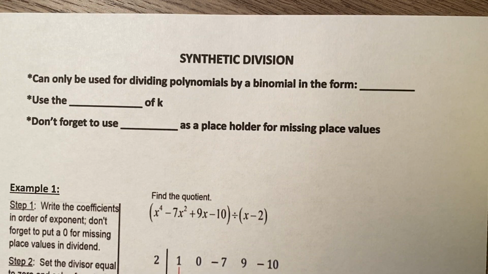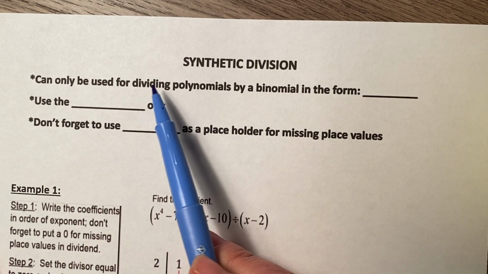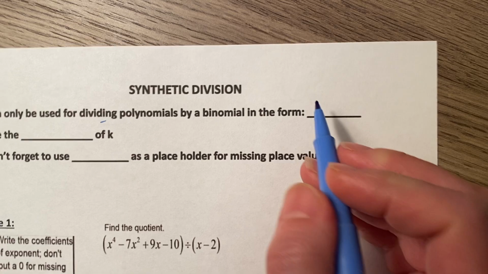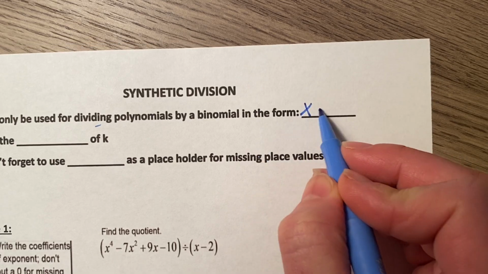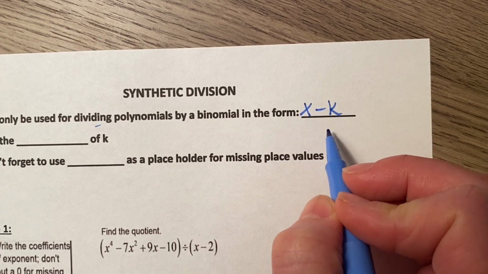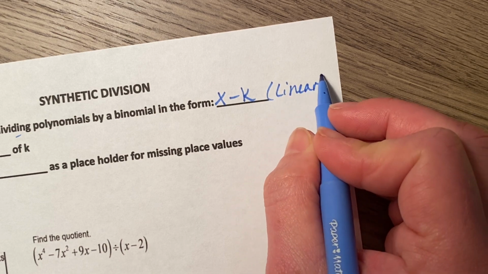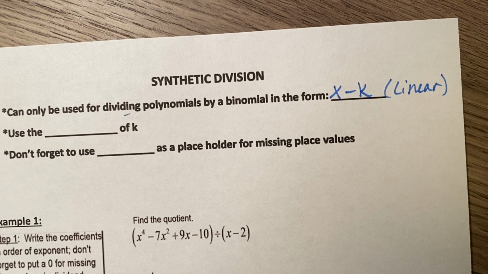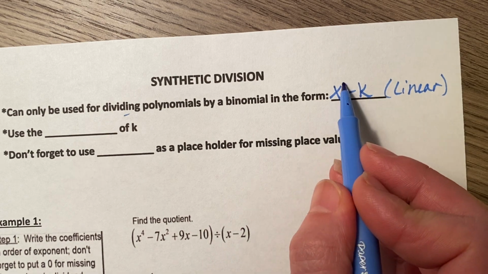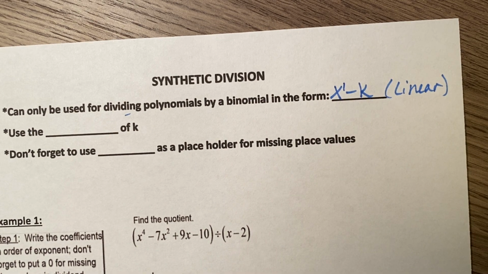Okay, today we're going to look at synthetic division. It's another way of dividing with our polynomials. But with synthetic division, it can only be used when you're dividing by a binomial that's in the form of x minus k. And so please note that this is a linear. Okay, so your divisor has to be linear, so to the first power, in order to use synthetic division.